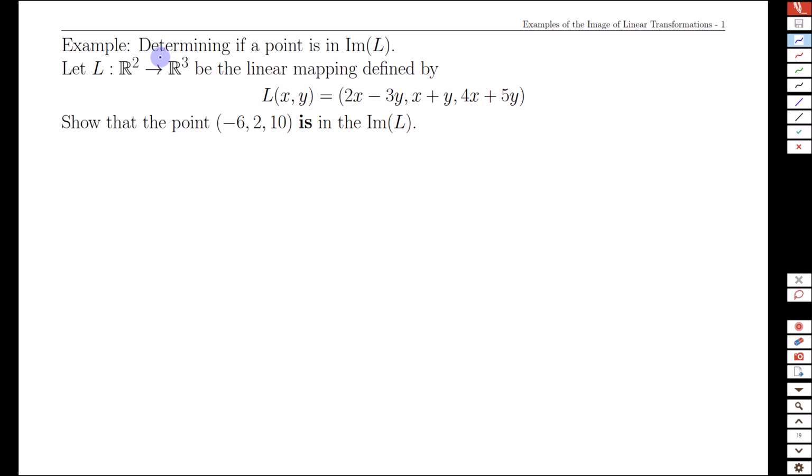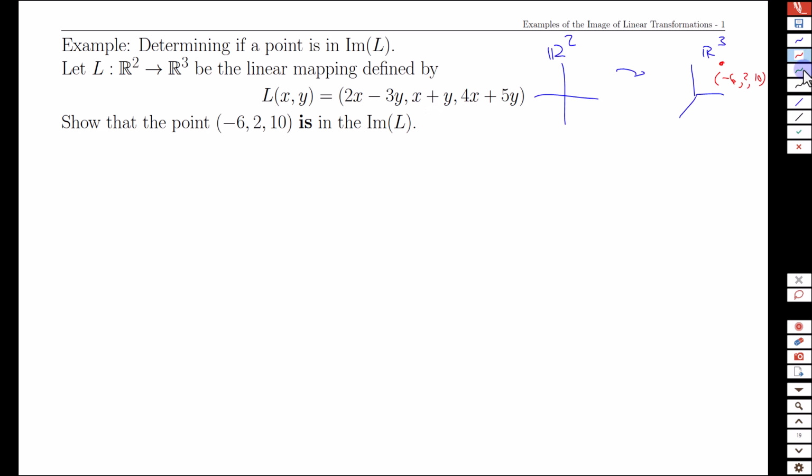In this video, we're going to find a technique for determining whether a point is in the image of L. The context we're going to use this in is a linear map that maps from R2 as our input space, and it's going to output into R3. We're going to consider the point (-6, 2, 10) as a starting point. So some point in space, -6, 2, 10. And the question is: is that point in the image of the transform given here?